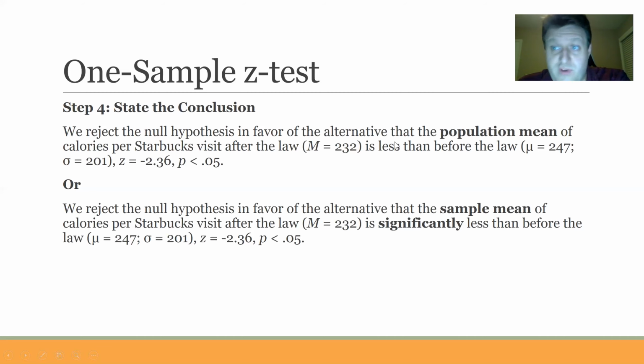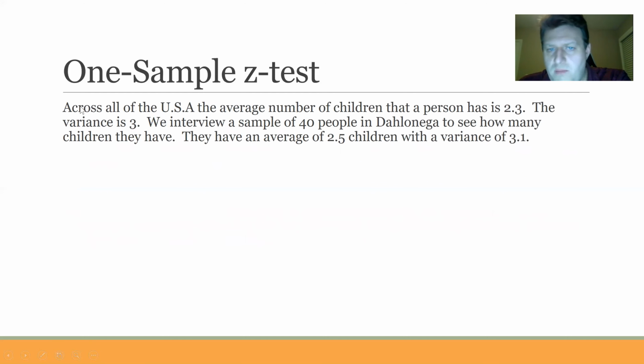All right, so hopefully you're getting the hang of things. Let's do one more. This is kind of a dumb problem that I came up with. Across the USA, the average number of children that a person has is 2.3. I've completely made this up. I don't know if this is true. The variance is 3. So we've got a population mean and we've got a population variance. We interview a sample, so we've got a sample now, of 40 people in Dahlonega to see how many children they have. They have an average of 2.5 children with a variance of 3.1.